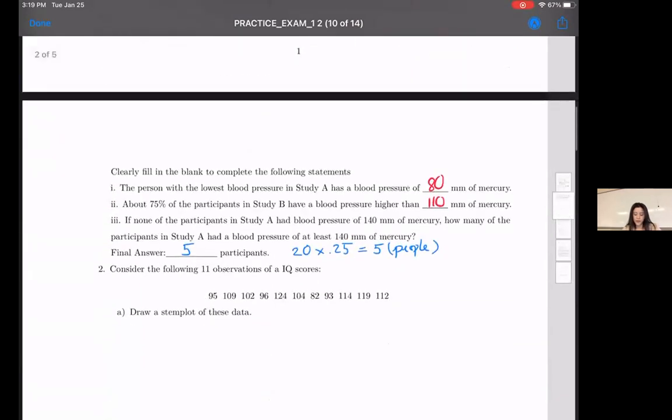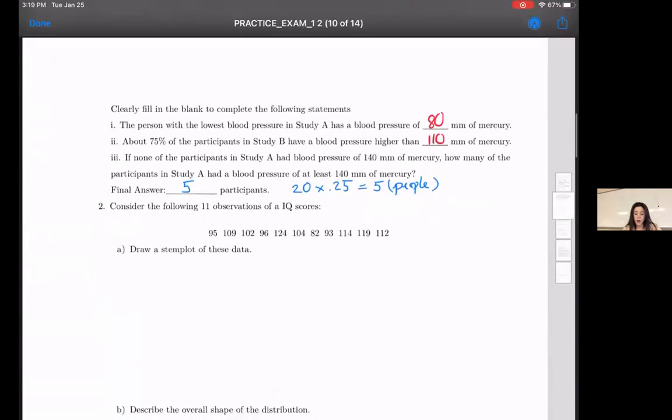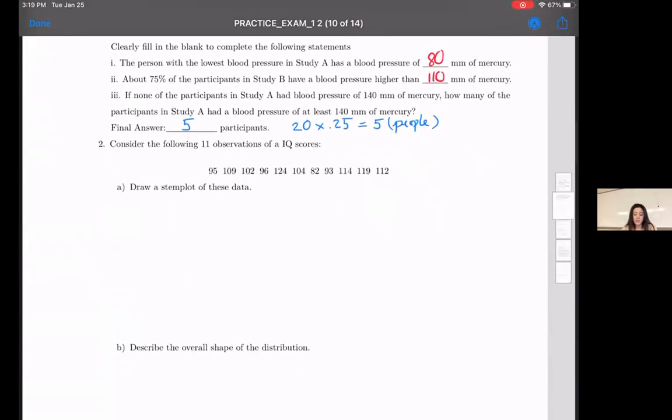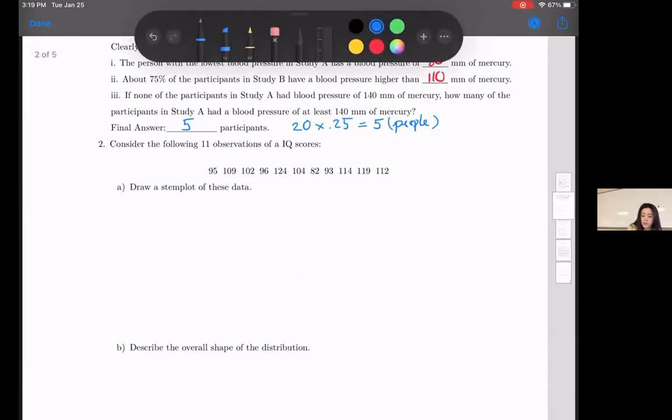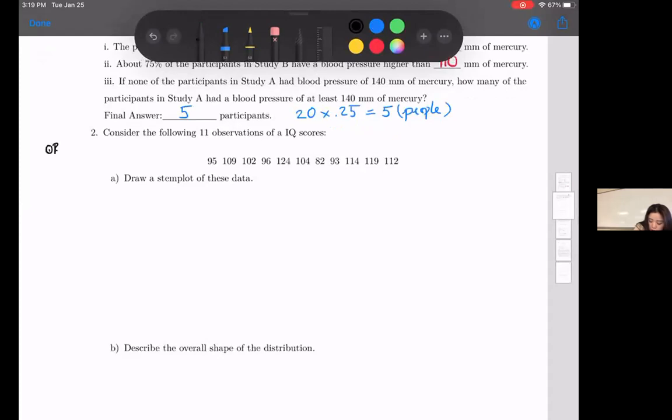Okay. All right. Number 2 is again a different problem. I have 11 observations of IQ score. First question, I want you to draw a stem plot. Before you draw, I suggest that you reorder. Okay, just reorder here. So here I'll say order. Order is from lowest to highest. What's the smallest? 82. Yeah, thank you. I have a hard time looking at close stuff.